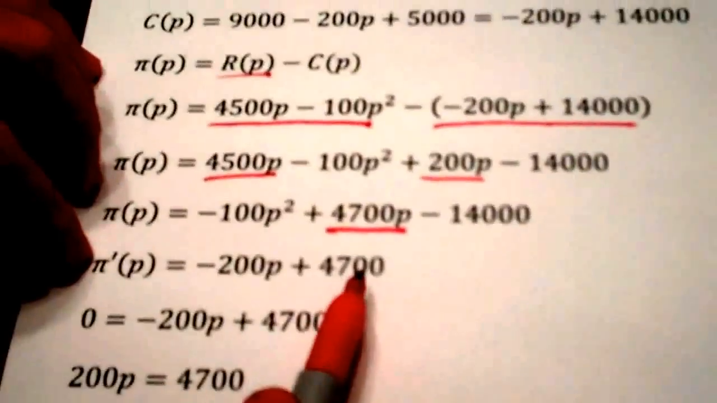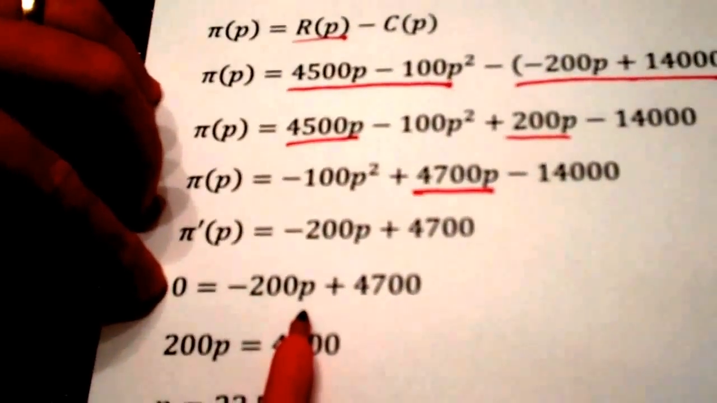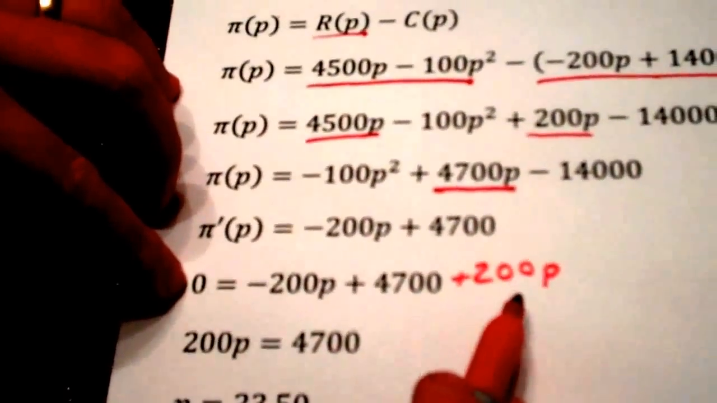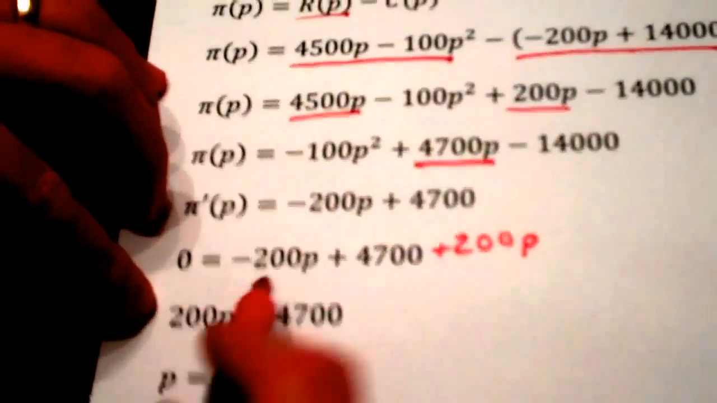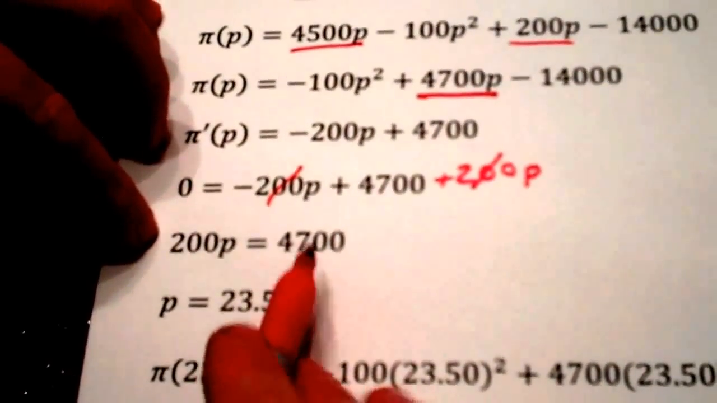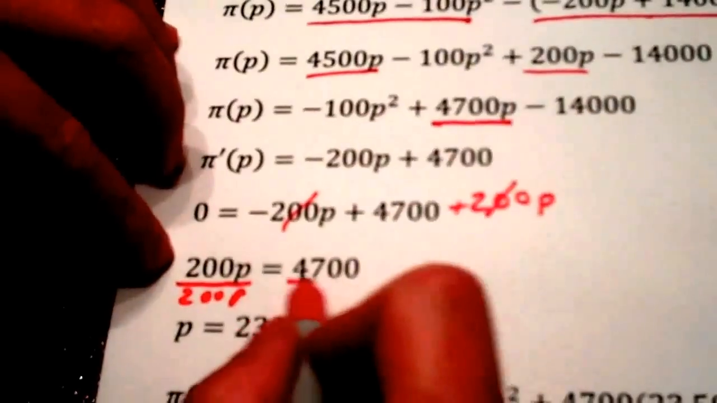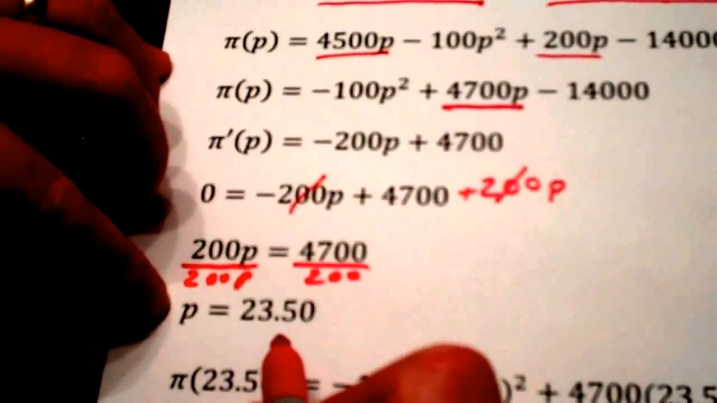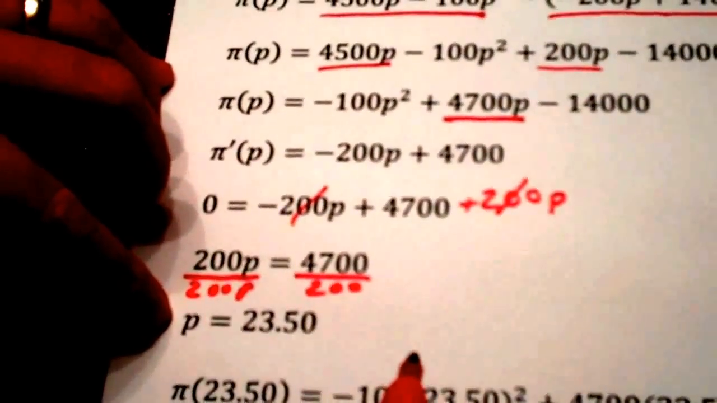Now, I want to maximize it, so what I'm going to do is set this equal to 0, and then solve for p, which I will do by adding 200p to both sides. 0 plus 200p is 200p. On the right side, these terms cancel, and I'm left with my 4,700. Finally, I will divide both sides of my equation by 200. And that gives me a critical point of $23.50, which I am going to assume really is the maximum.